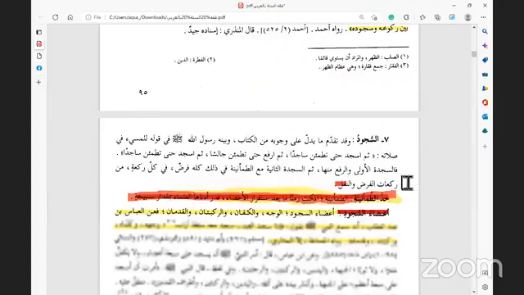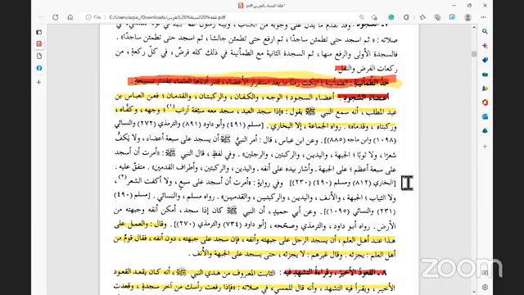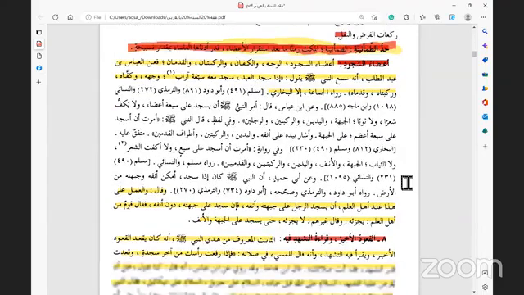The other part is when you make sujood. Sujood is when you go all the way down and your head is touching the ground. To have all the different parts of your sujood touching the ground is also obligatory.